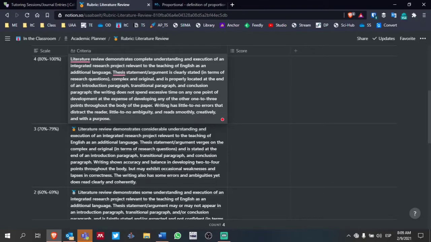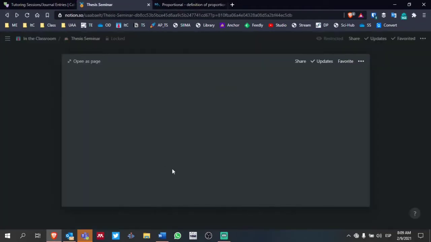Again, this is very concise. This rubric will complement, of course, the feedback that I'll be giving you in our tutoring sessions and outside of our tutoring sessions. But I think this is a good way to take a look at what to consider when developing your literature review. Also, I've included a page for the introduction paragraph.